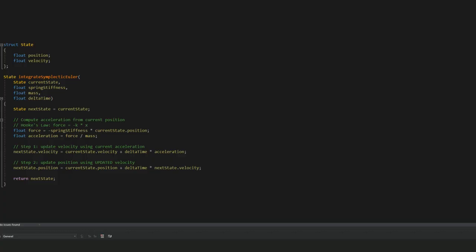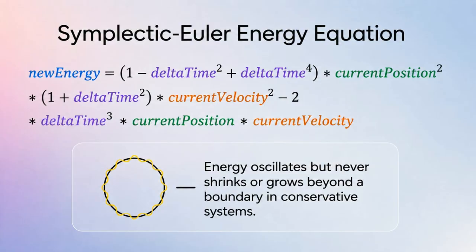The energy equation for symplectic Euler is the following. Notice that it does not multiply or divide the previously calculated energy, like forward and backward Euler. It instead depends on a mixture of velocity and position terms, which represent kinetic and potential energy respectively. Because of this coupling, the error does not accumulate in one direction, but instead oscillates over time.